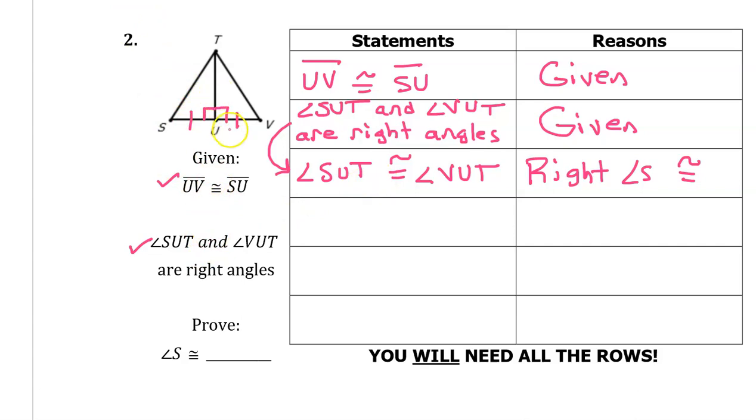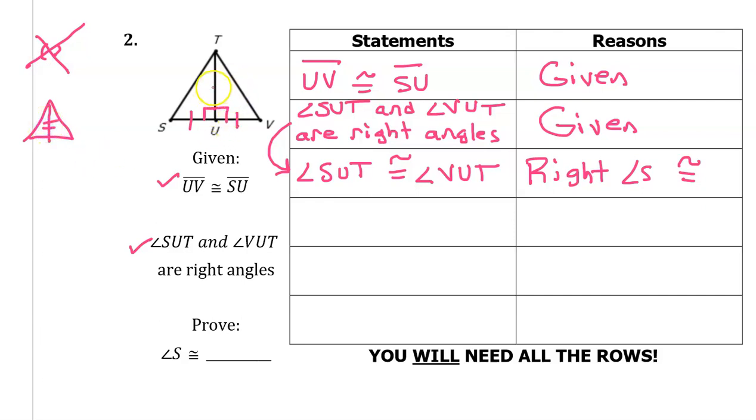But we still don't have enough information to prove that the left triangle is congruent to the right triangle. So it's time to look for something that we can mark automatically. The two things we can mark automatically are vertical angles or a shared side.